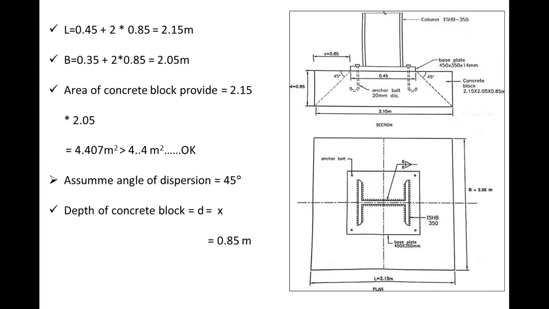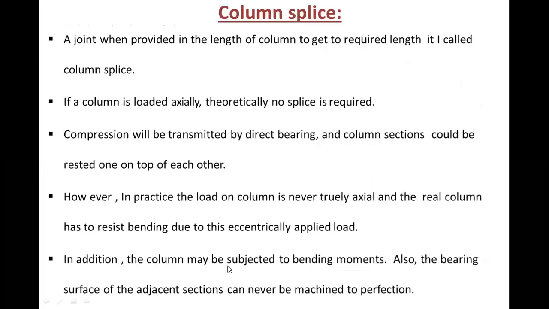So assume angle of dispersion is 45 degree, right? This angle of dispersion is assumed as 45 degree. So depth of concrete block D is equal to X, which is 0.85 meter. Next, we continue with column splices.